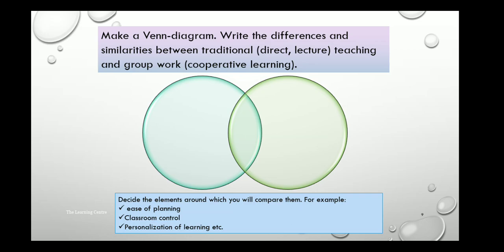Decide the elements around which you will compare them. So what will be the criteria to compare these two? For example, ease of planning, classroom control, rather I would say classroom management, personalization of learning. So activities in all aspects, and whatever aspects you can think of, compare the two.